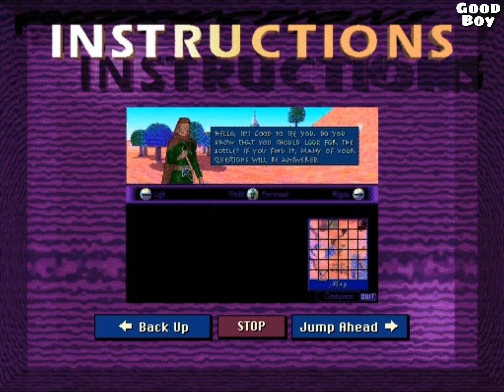Hello, it's good to see you. Do you know that you should look for the bottle? If you find it, many of your questions will be answered.